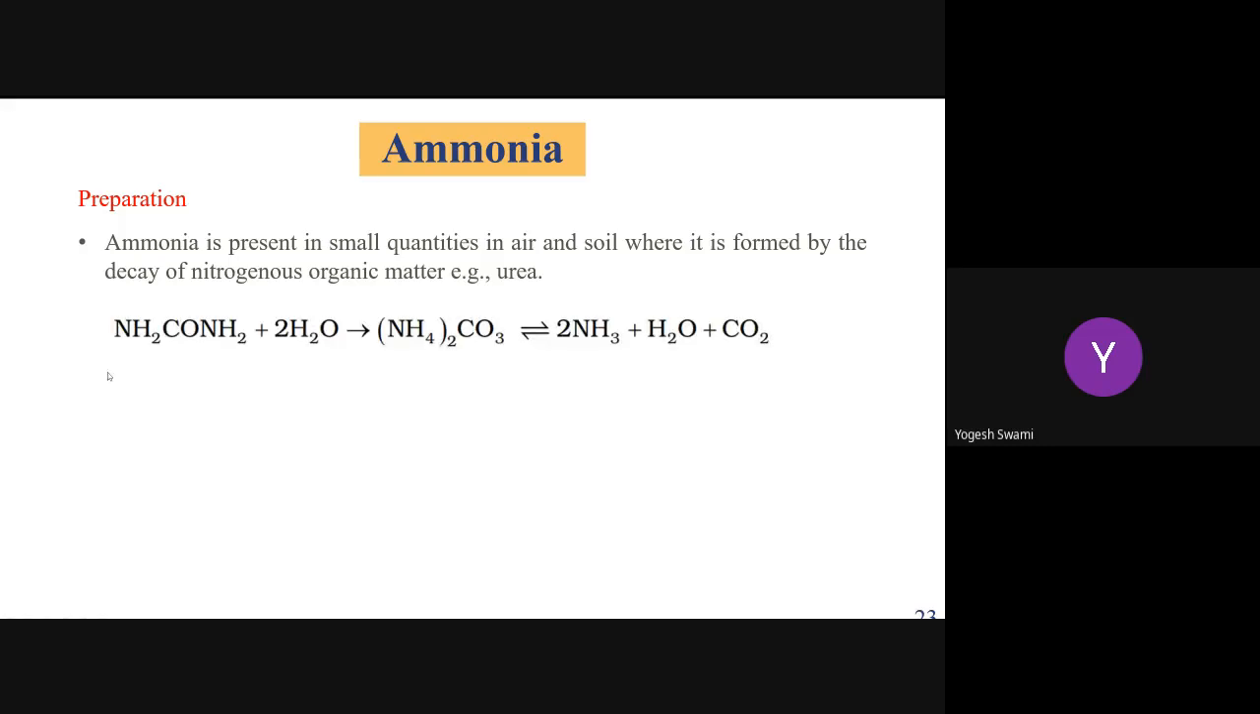The method of decomposition is that urea reacts with water and is first converted into ammonium carbonate. By decomposition of ammonium carbonate, it is turned into ammonia gas. In this equation, look, CO2 gas is released, so it is also known as decarboxylation.